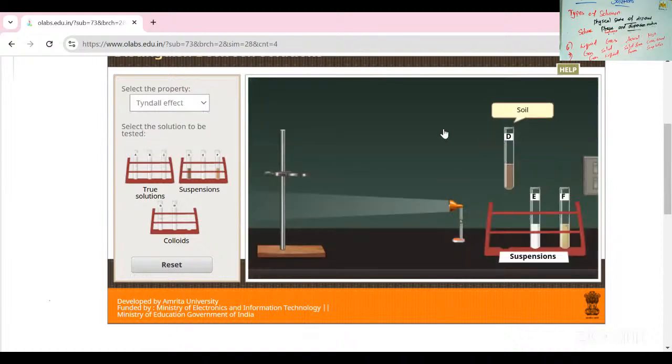First I am choosing the soil. Look here. What is going on? The light is passed through it. What is that? Dispersed particles. Among suspension, colloidal, and true solution, the Tyndall effect is the scattering of light. Scattering of light means that when the light is passed through, it is not clear. So this is the suspension.